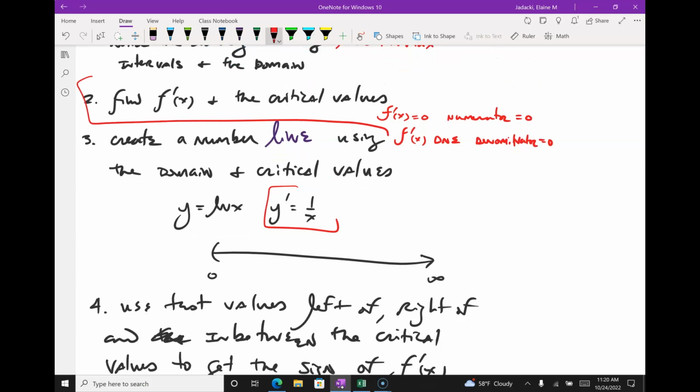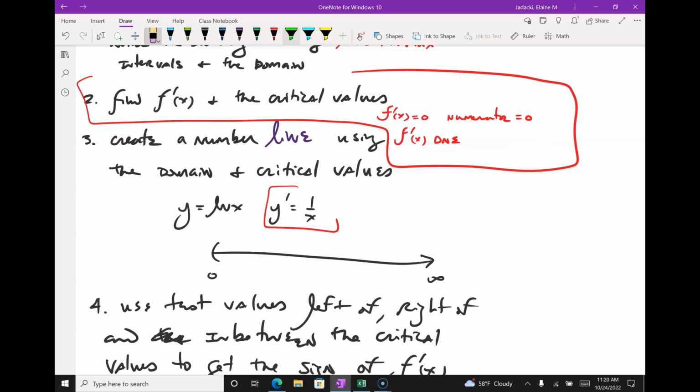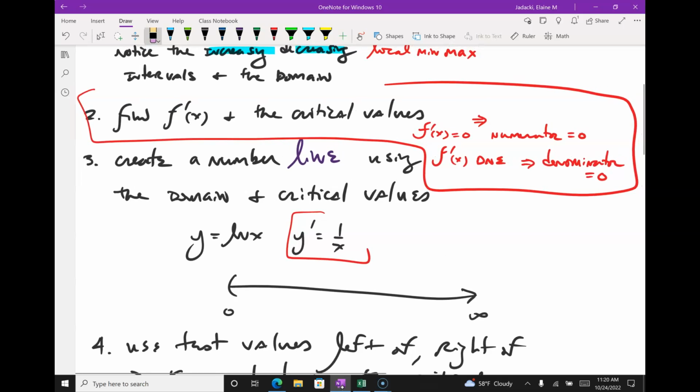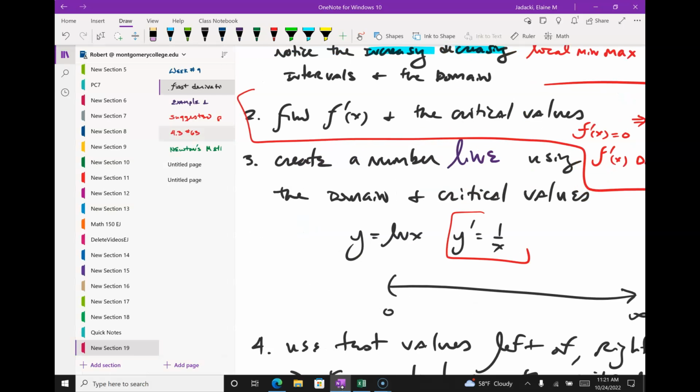For the criticals, it says f prime of x is 0 gives me criticals, and that's when the numerator is 0. F prime of x does not exist when the denominator equals 0. After we get our criticals, we create our number line. That will make more sense when I do it. I'll show you one real quick.